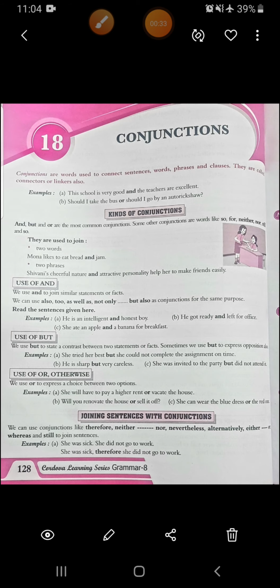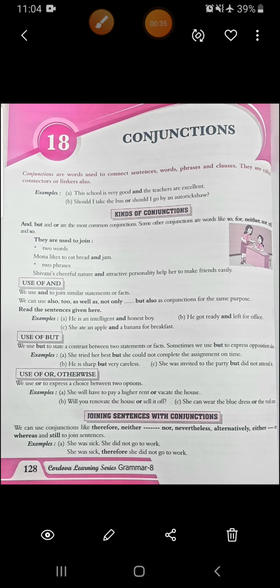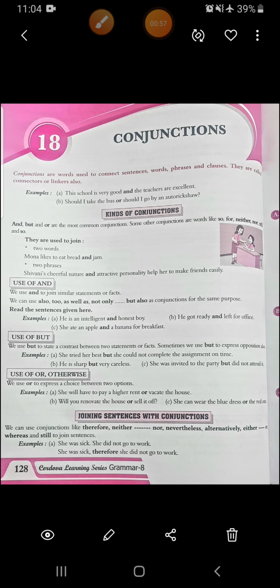They are called connectors or linkers also because they connect two parts of a sentence, or they are a link between two parts of a sentence. You have been reading this chapter since a long time, so there's not much to explain in this chapter, so we'll finish this chapter quickly. All right, students, so let's see the examples of conjunctions.